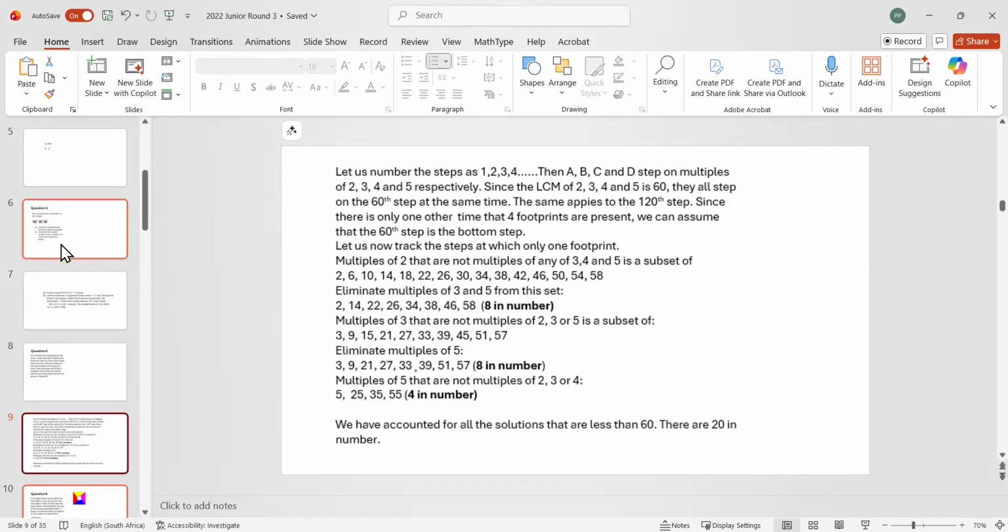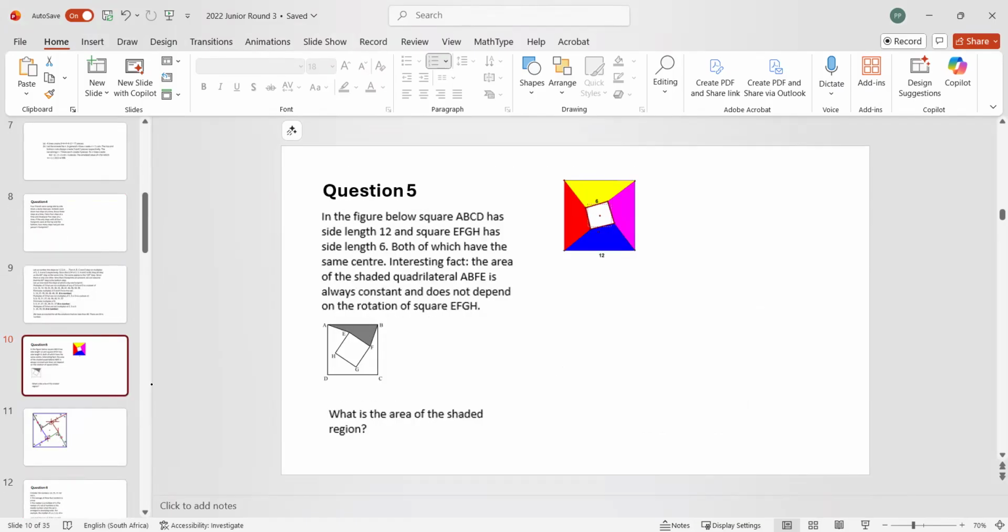Okay, this is a long, detailed explanation of the same problem. Okay, we've got to question 5. In the figure below, square ABCD, writing is rather small. It has side length 12. So it's a square. All the sides are 12.